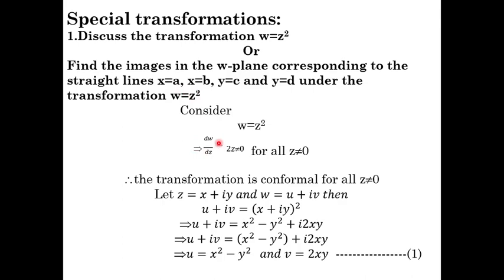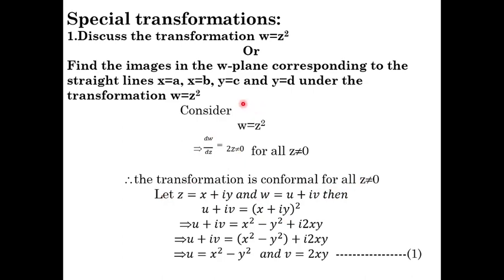Let us apply differentiation, dw/dz. We know that a conformal transformation means f'(z) exists. f(z) is nothing but w. Therefore f'(z) = dw/dz = 2z. Here f'(z) is not equal to 0. Hence, the transformation is conformal.